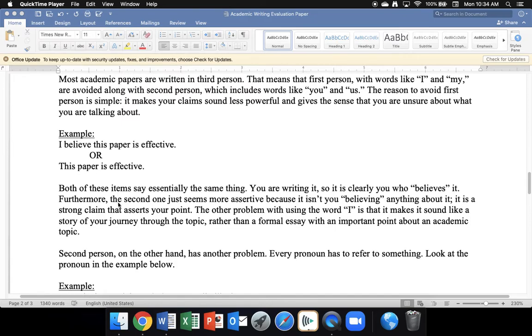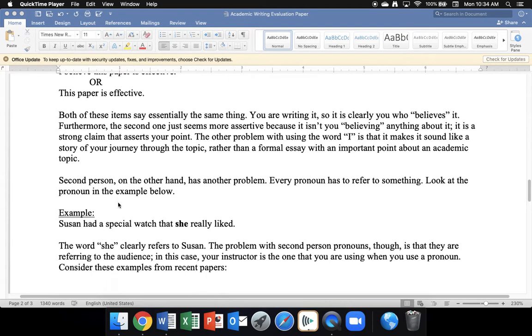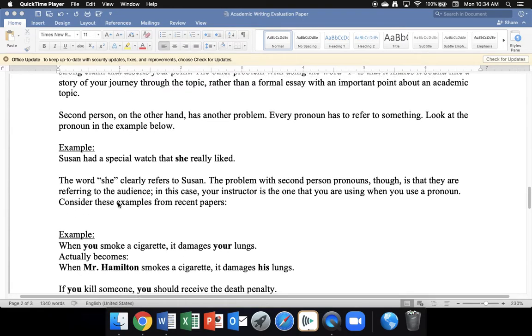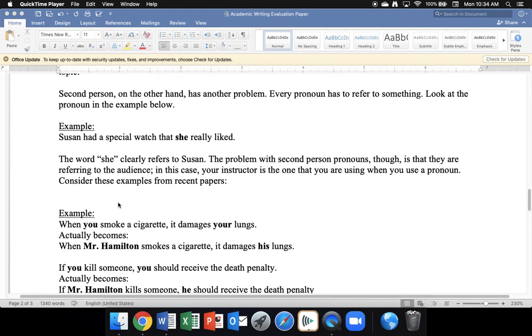Second person, words like you, has another problem. Every pronoun has to refer to something. It's called an antecedent. Well, the word you refers to the reader, but that isn't what you mean when you write that. So for example, Susan had a special watch that she really liked. The word she refers back to Susan. That second person, though, referring to the audience is really problematic.